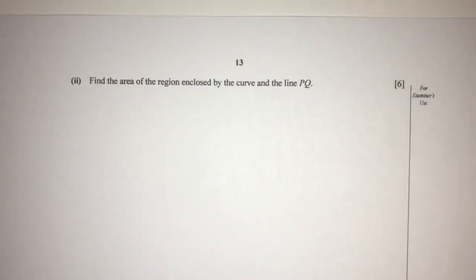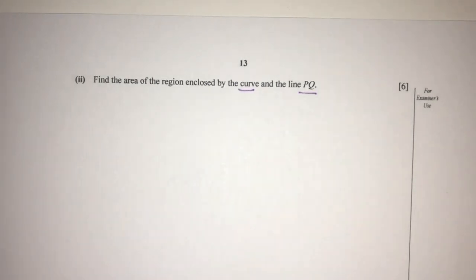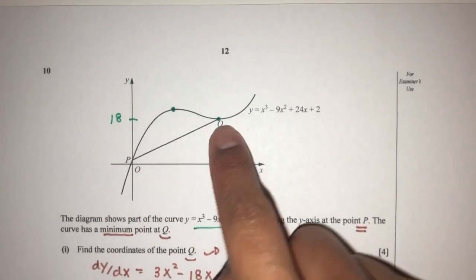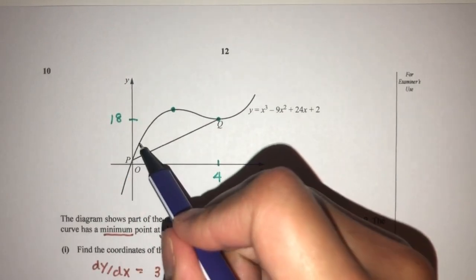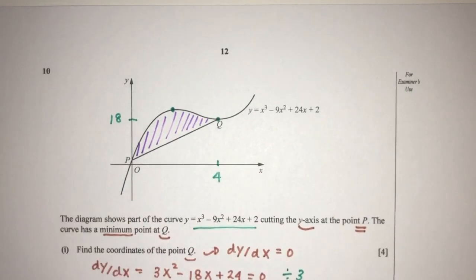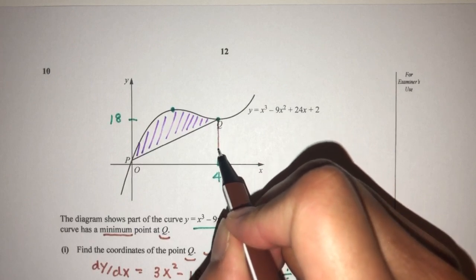Now for part 2, we have to find the area enclosed by the curve and the line PQ. Let's see, what do we have? So here we have a line PQ. We're trying to find the area enclosed by the curve, which is this one, and the line PQ. Pretty easy. Let's break this down into 2 parts. So here we have to connect this one and this one.